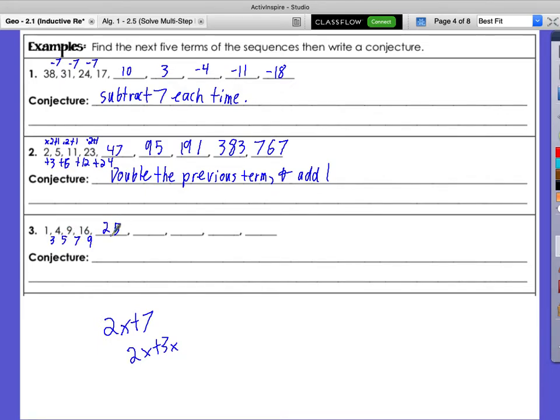Okay, does anyone have anything else they got? Anyone get anything else? Mason? They all involve 8. 1 times 8 is 1. Half of 8 is 4.